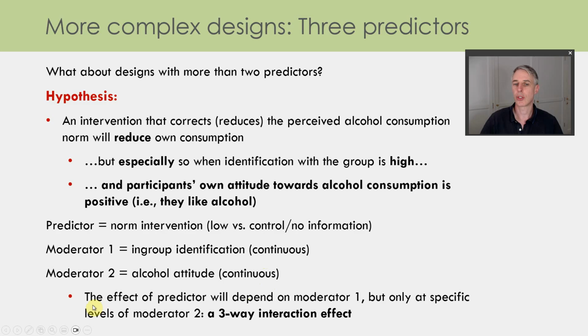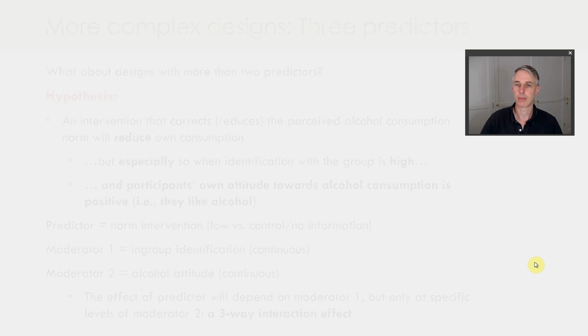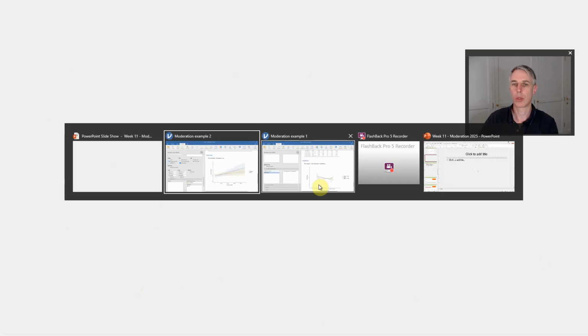So what we're saying here is that the effect of the predictor is going to depend on the first moderator, but then in turn, only at specific levels of the second moderator. So we're expecting a three-way interaction. The effect of this depends on this, but only in turn at specific levels of this. So let's see how we would approach that.